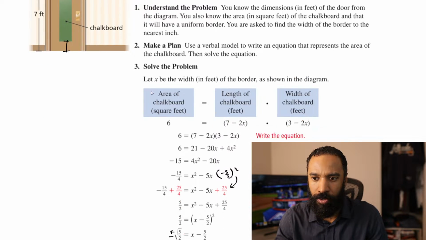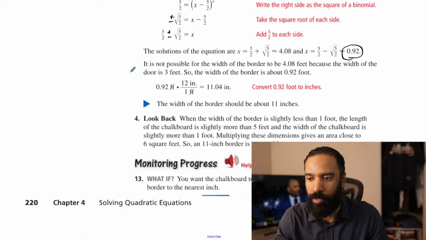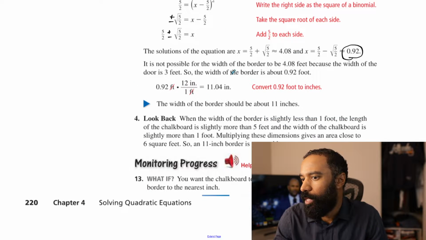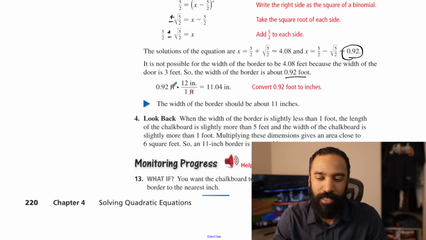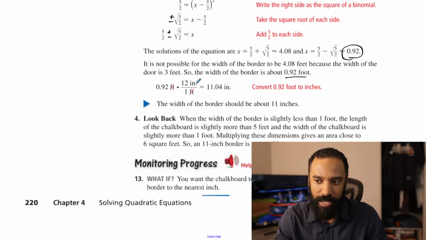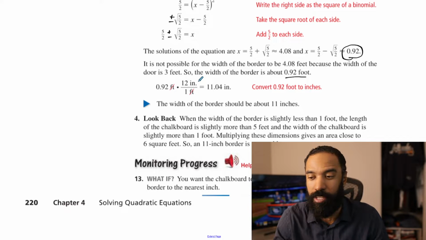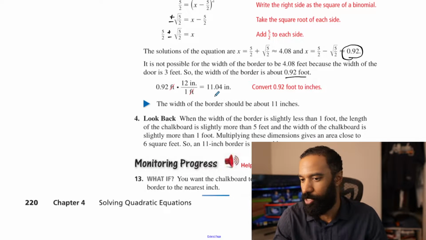Wait, this part? I don't even know what they're... Oh, this is the width of the border. Yeah, they just want the width of the border. Now, what do they do here? Width of the border is about 0.92 feet. Oh, they convert to inches. I see. They need it to the nearest inch. So this is feet, convert to inches, multiply by 12. 12 inches in a foot, 11.04 inches.